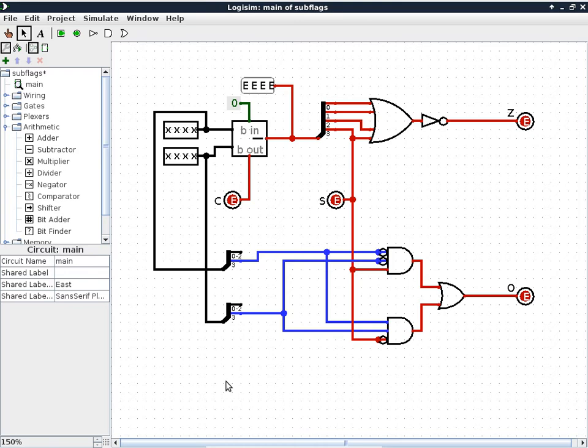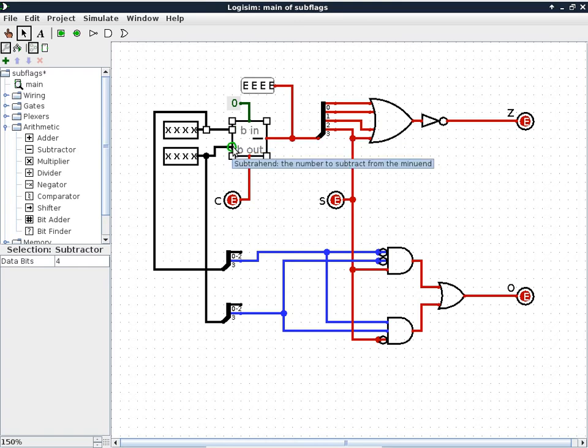Now with a subtractor, you have to remember which one is being subtracted from which one. When you go to the first pin, it says this is the minuend. This is the number from which to subtract, so that will make it the second operand in the subtract instruction. And this one is the number to subtract from the minuend. So this is the second operand, this is the first operand.